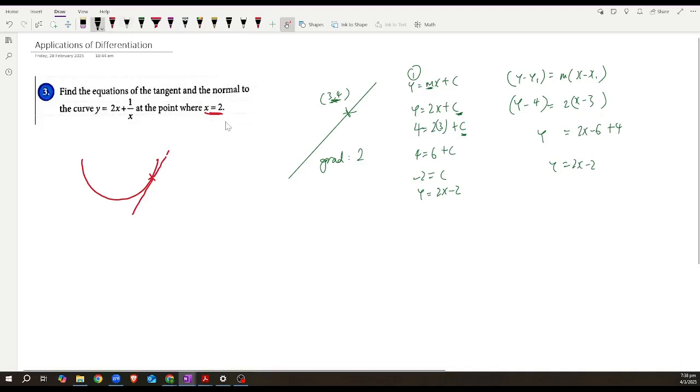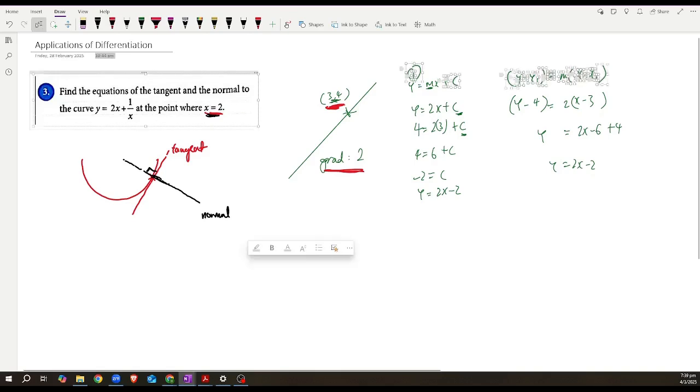You need to specify which point you're talking about. So they say x equals 2. The normal will be the line that's 90 degrees to the tangent. You can see that both the normal and the tangent are straight lines. So to find their equations, you'll need two pieces of information: a set of coordinates that lie on the line, as well as the gradient. So let's try and find the tangent first.